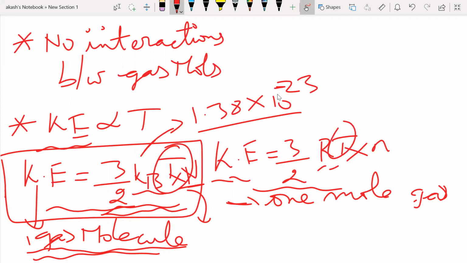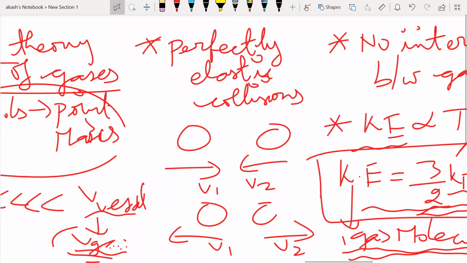Here also, it's just a function of temperature, right? So no matter what type of gas you have, as long as it is an ideal gas, all ideal gases at a particular temperature will have the same kinetic energy. That's what your kinetic theory of gases says. Okay, did I miss out any other point? I think no, right?